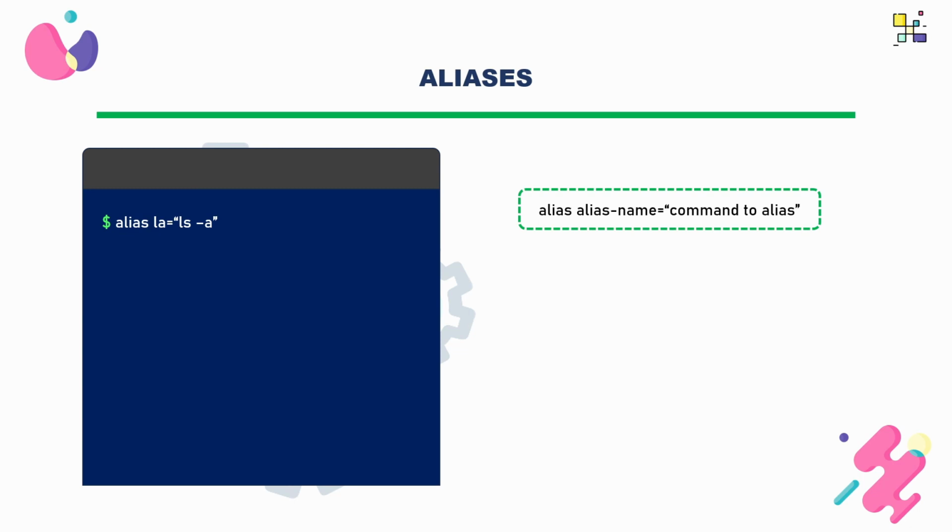Once you have defined an alias, you can use it immediately in the current terminal session. For example, in our case, we have defined the alias la for the command ls -a. So now we will get the same result by running either ls -a or just la.